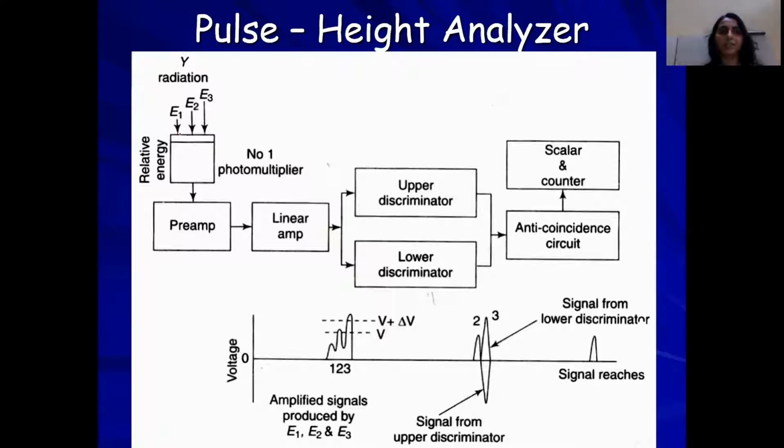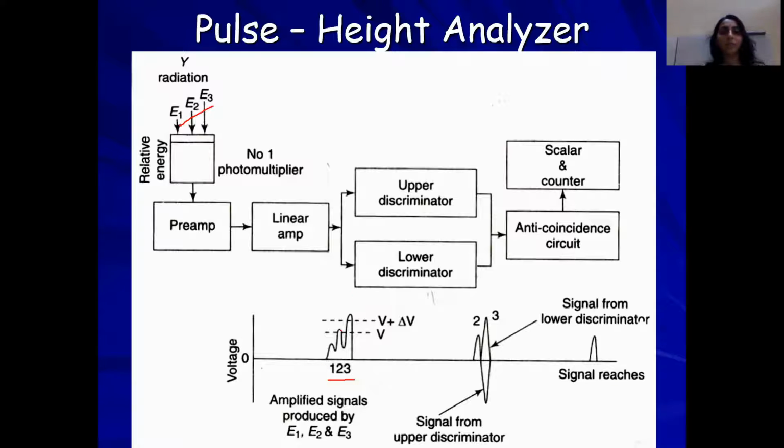Suppose in this diagram you are considering radiations of energy E1, E2 and E3 entering a photomultiplier tube. The photomultiplier tube is obviously going to generate current corresponding to E1, E2 and E3 as 3 pulses. Now these 3 pulses, after pre-amplification and linear amplification, go to an upper and lower discriminator. The upper and lower discriminator neglect the pulses which are not in their range. If you observe the graph below, you have pulses 1, 2 and 3.